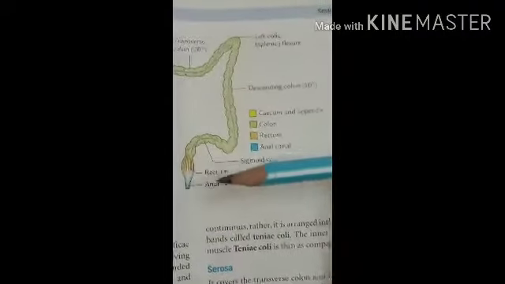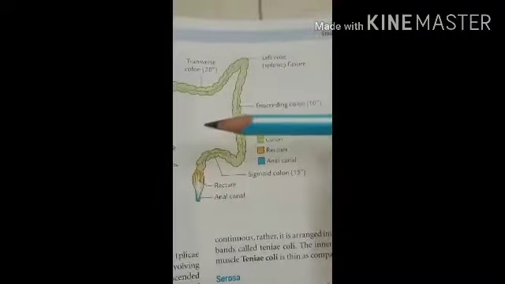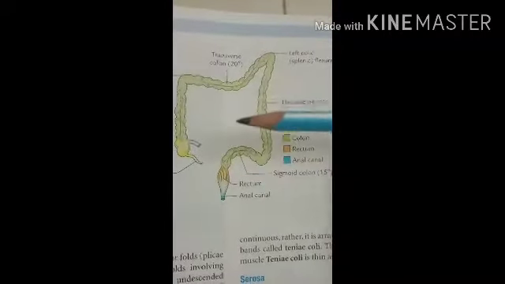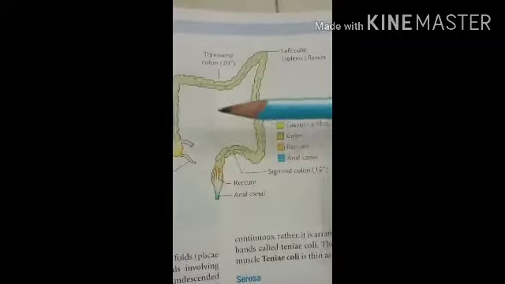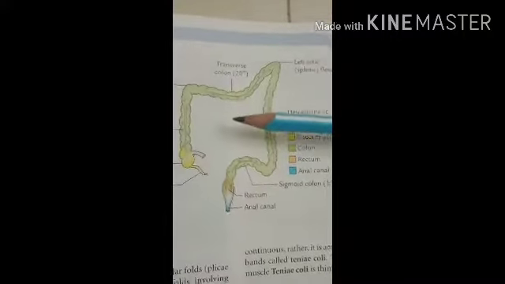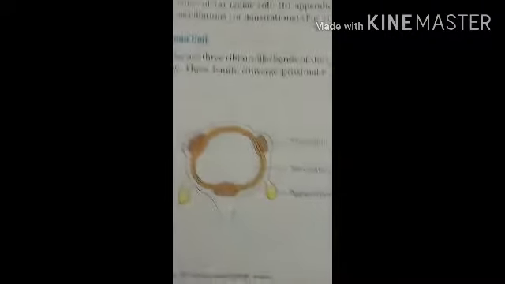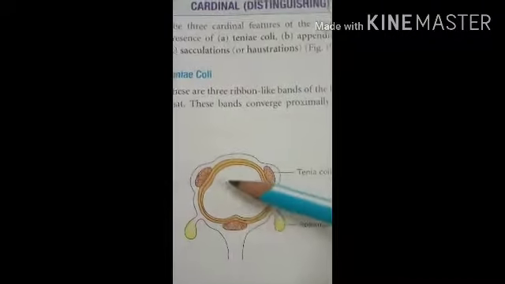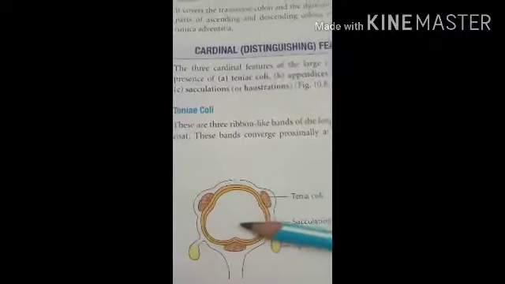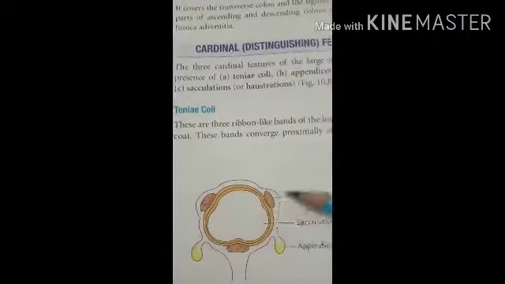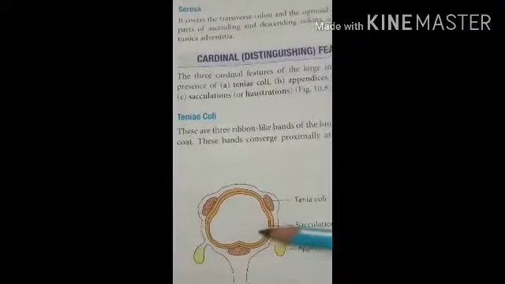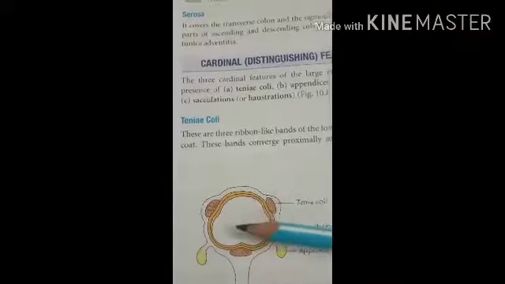The mucosa does not present transverse circular folds. In the small intestine, the transverse circular fold is called the plica circularis or the plica semilunaris, and the villi are present. Here these are totally absent. In this TS of the large intestine you can see on the inner side that the plica semilunaris and the villi are totally absent. Okay, however, temporary folds of the mucosa and the submucosa are present.